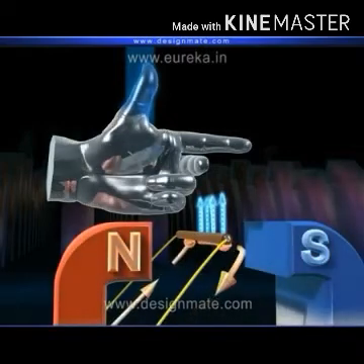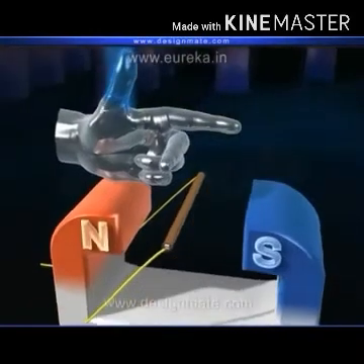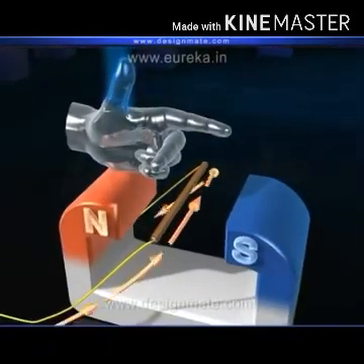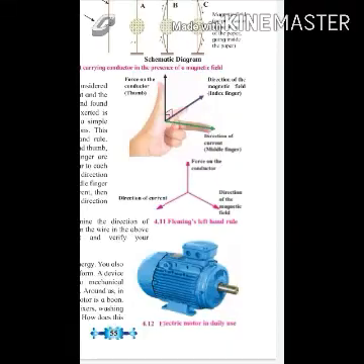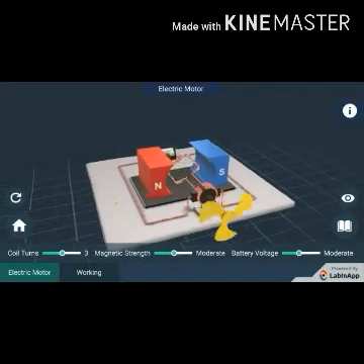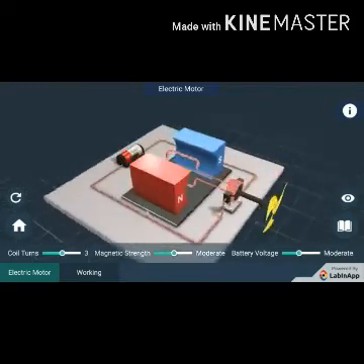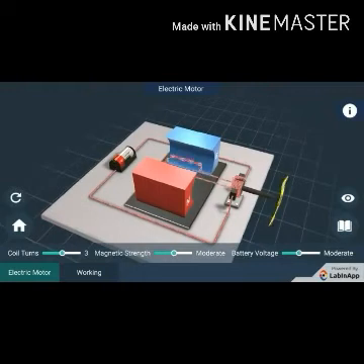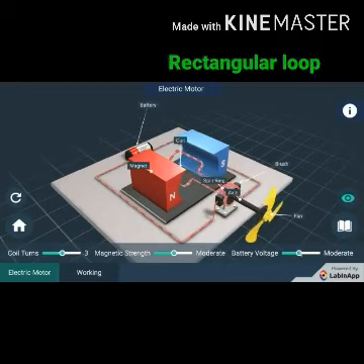Now, can you guess in which direction the conductor will experience a force if we reverse the direction of current? Yes, correct, in the downward direction. Do you know how an electric motor works? An electric motor converts electrical energy into mechanical energy. An electric motor consists of a rectangular coil of insulated copper wire. The coil is placed between the two poles of a magnet.